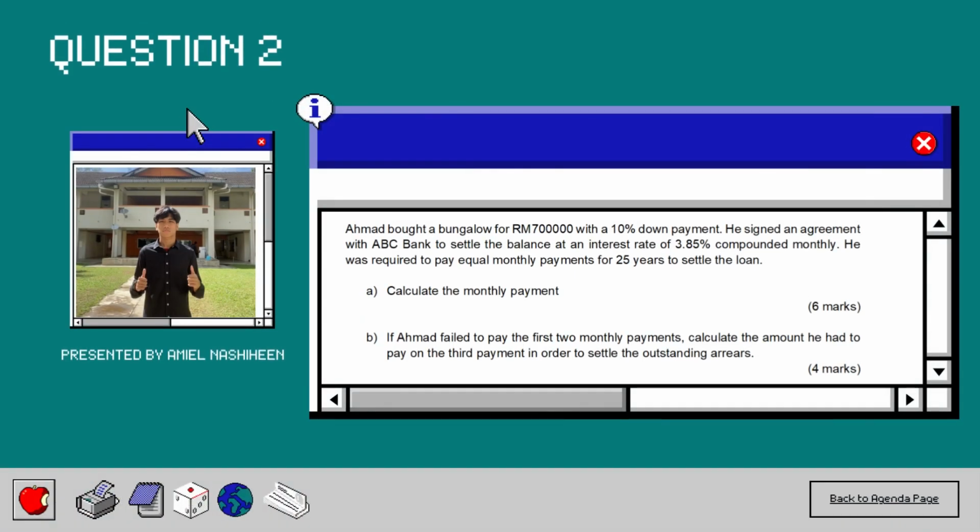Hi, it's me again. For question number 2, part 1, Ahmad bought a bungalow for 700,000 ringgit with a 10% down payment. He signed an agreement with ABC Bank to settle the balance at an interest rate of 3.85% compounded monthly. He was required to pay equal monthly payments for 25 years to settle the loan. For A, calculate the monthly payment. And for B, if Ahmad failed to pay the first 2 monthly payments, calculate the amount he had to pay on the third payment in order to settle the outstanding arrears.